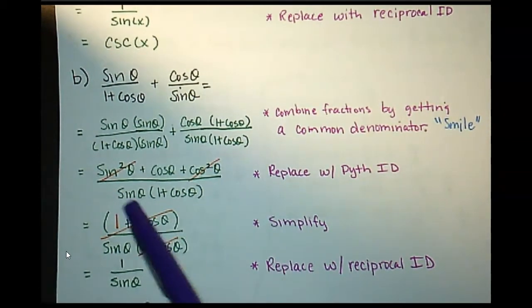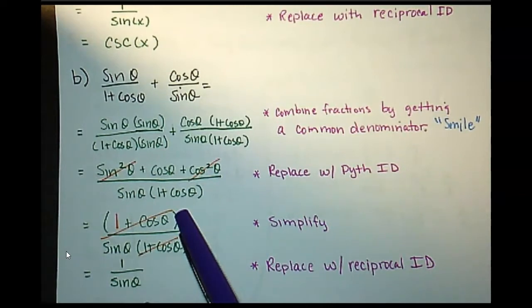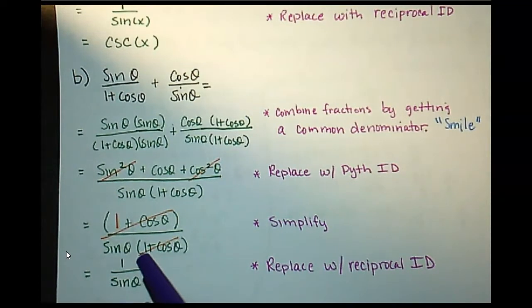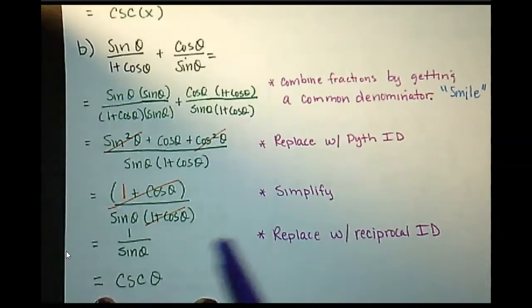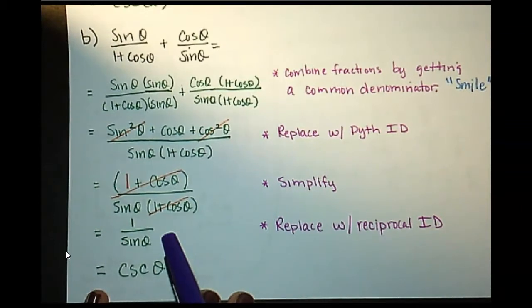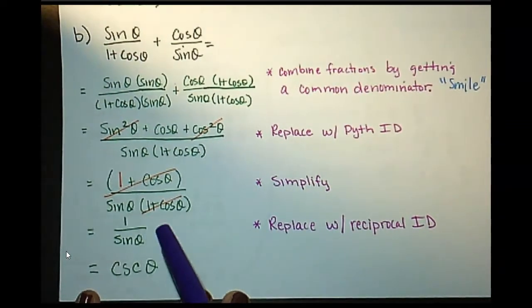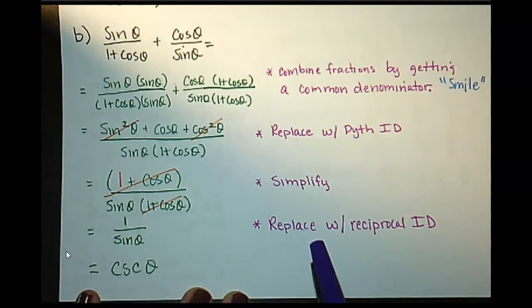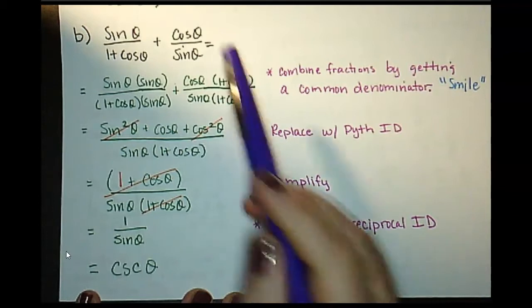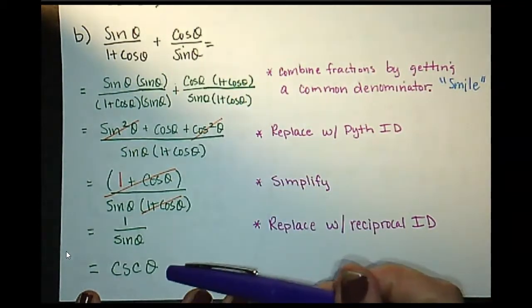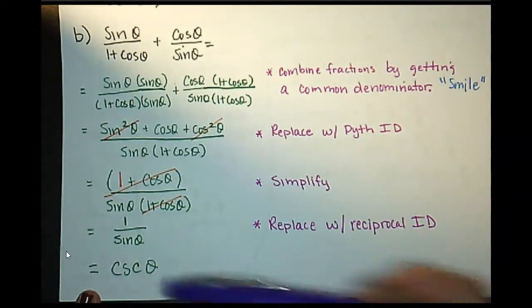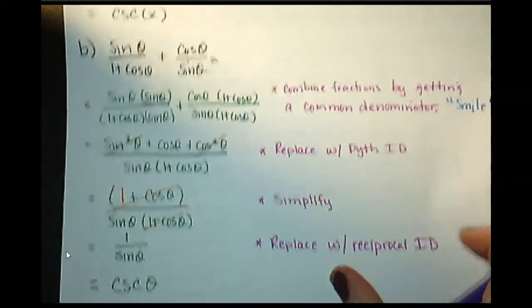Well, now you can see I have a numerator that is 1 plus cosine theta, and I have a factor in the denominator that's 1 plus cosine theta. So when these two things cancel, I'm left with 1 over sine theta. So what I did here was simplify, and now I have a reciprocal identity. So then I can replace with my reciprocal identity, and I get cosecant theta, and that's my final answer. So you can see I started up here with two fractions, I ended up down here with a single term. So that's that process of making things simpler.